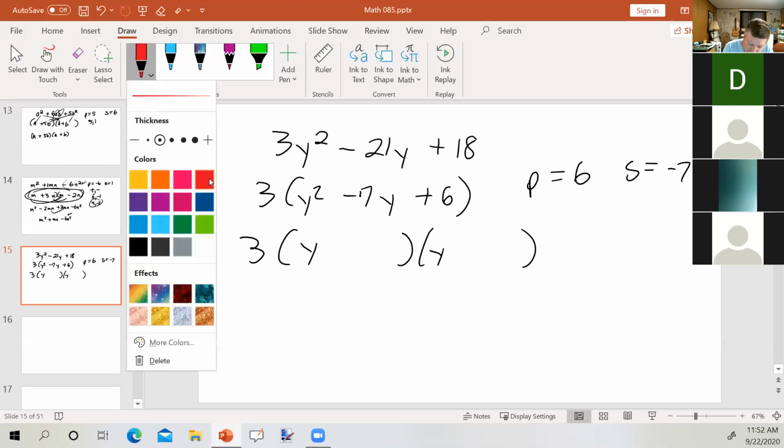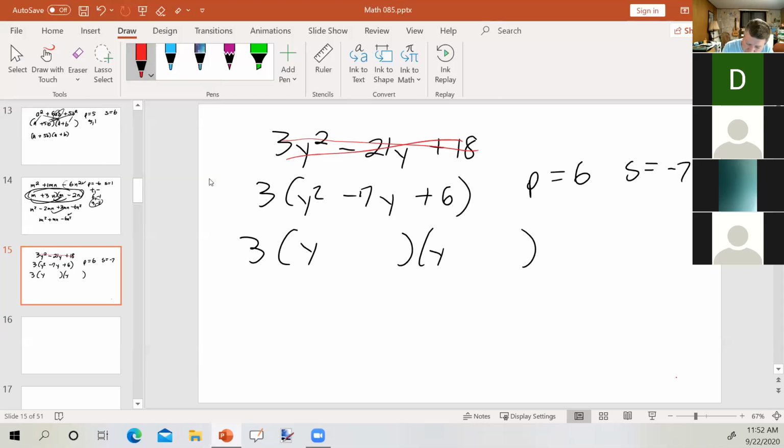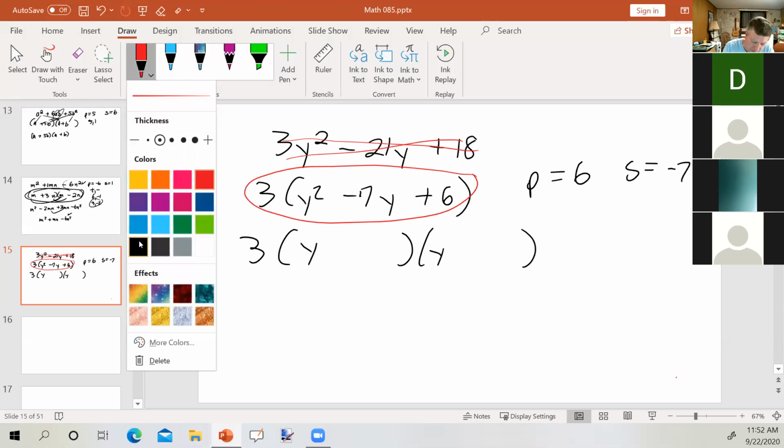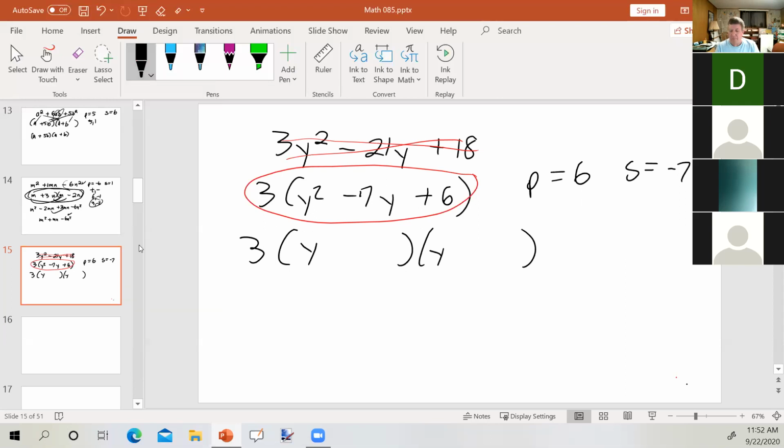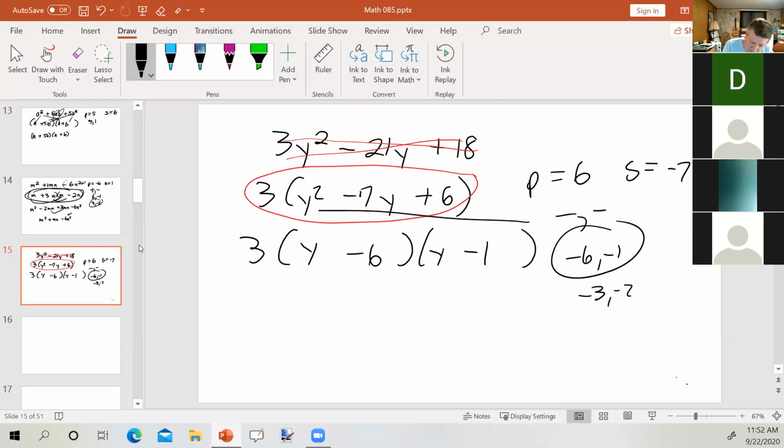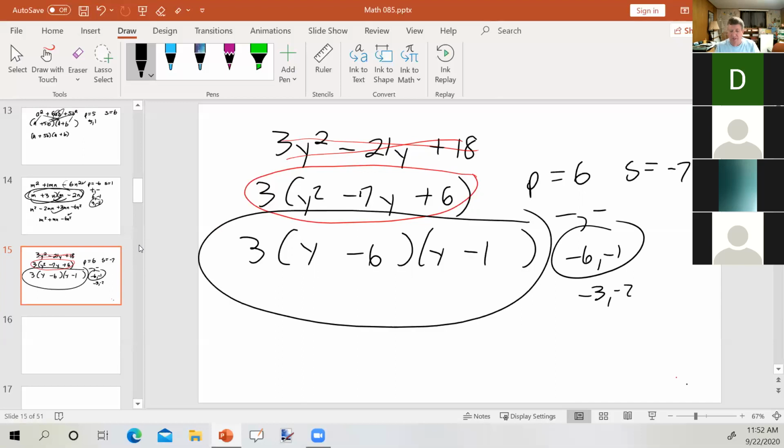Now again, we're not dealing with this anymore. Now we're down here. So that's why I got 6 instead of 18 and -7 instead of -21. So just be careful with that. All right. Product is 6, sum is -7. To get a positive product, I've got to have 2 positive factors or 2 negative factors, but my sum is negative. So I'm looking at 2 negatives. How about -6 and -1, negative? Oh, that's going to do it, isn't it? So my answer, 3 times the quantity y minus 6 times the quantity y minus 1.